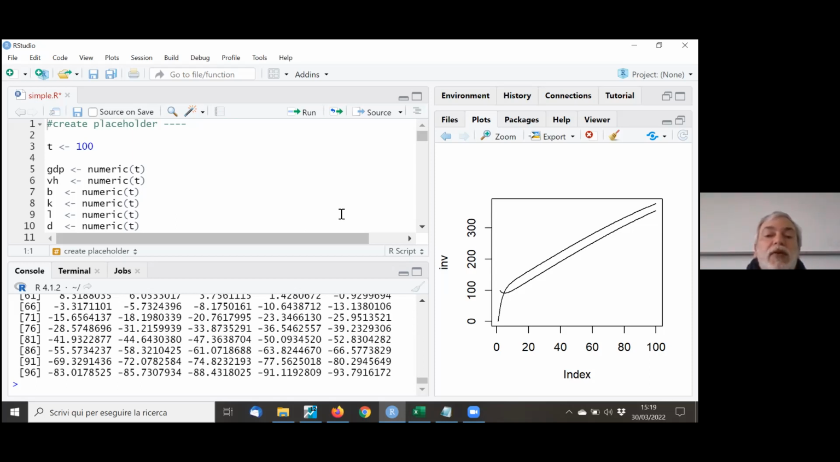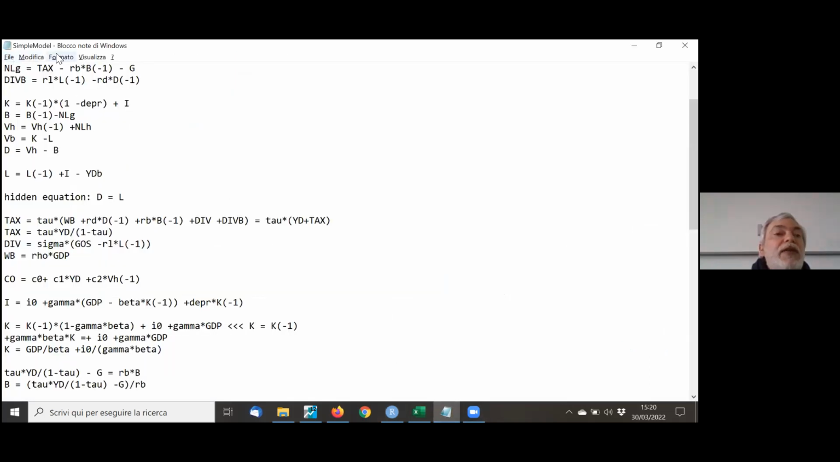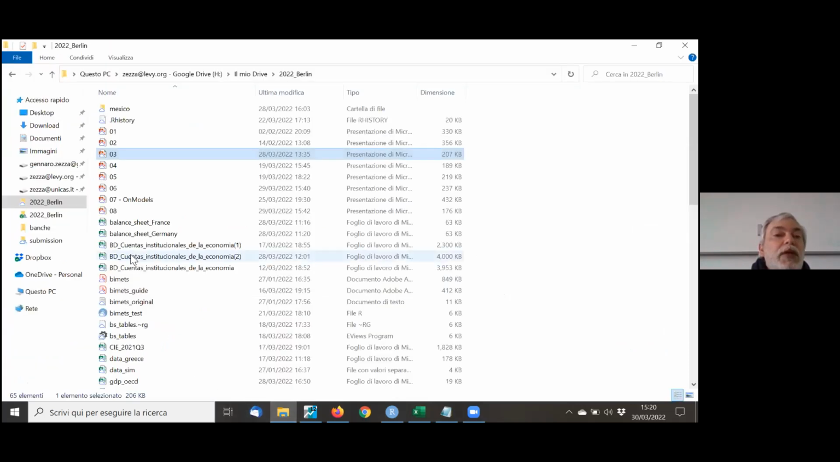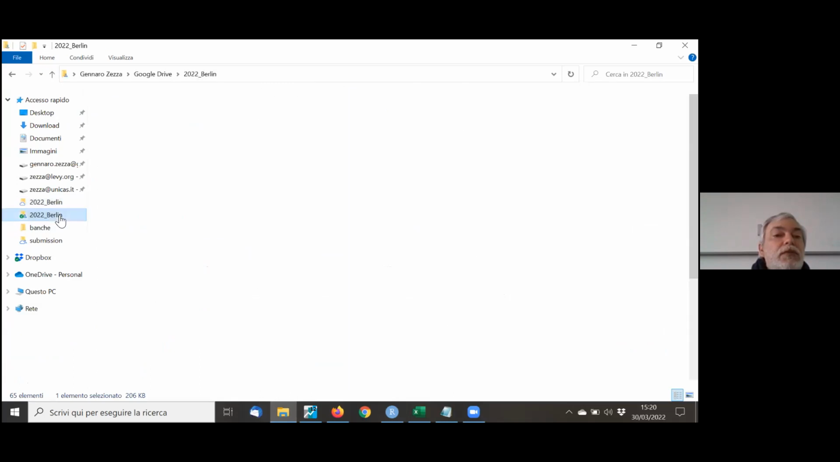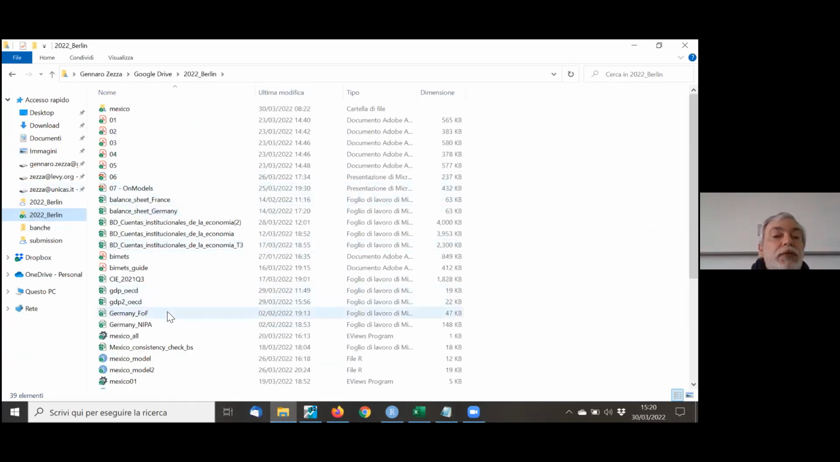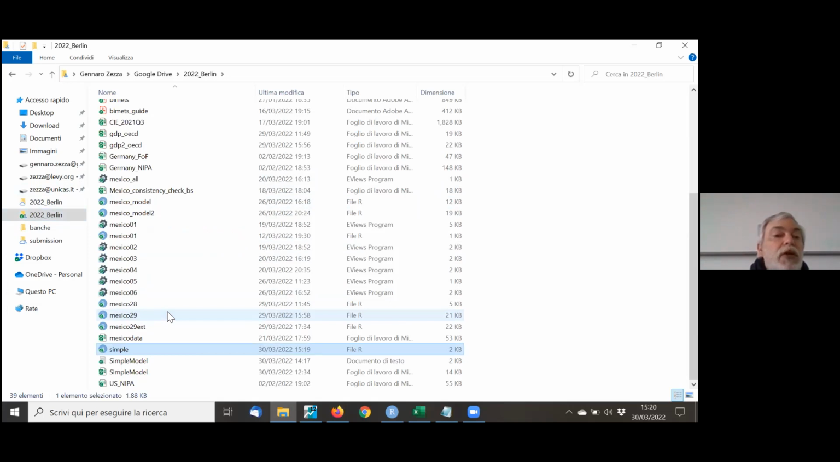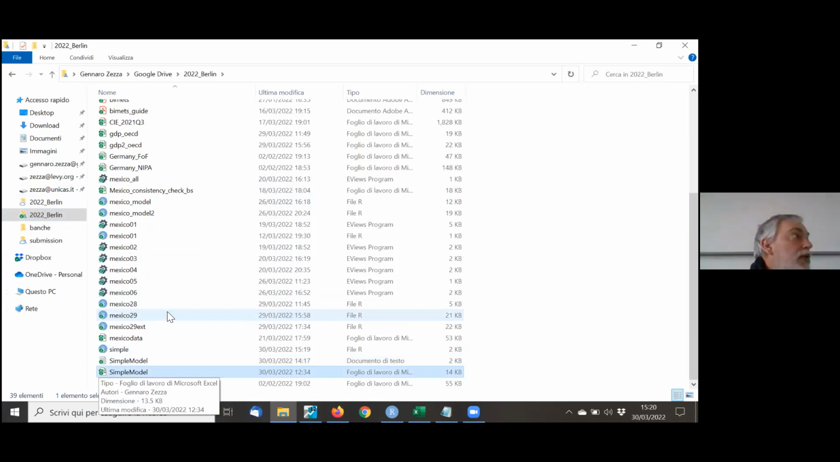Okay, well, let's have a break now. Can you see this? I think the nodes are not in the cloud. The drive, this simple.r is in the... No, I saved everything as simple model in the folder. This should be the shared folder. You have simple.r, simple model txt, and simple model xls with the spreadsheet. So you have everything. Yeah.